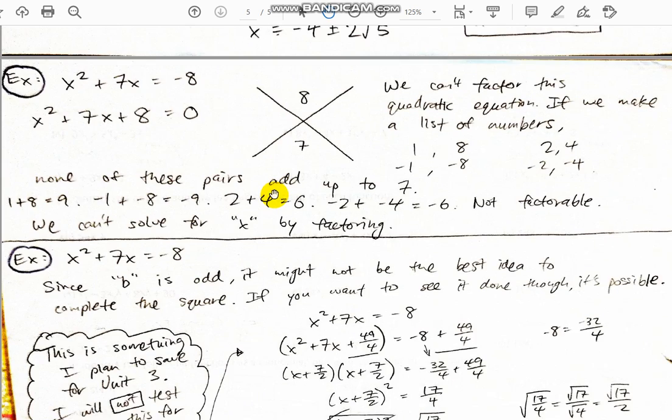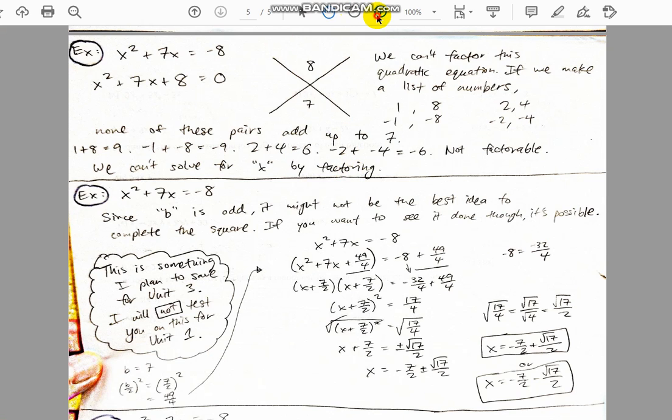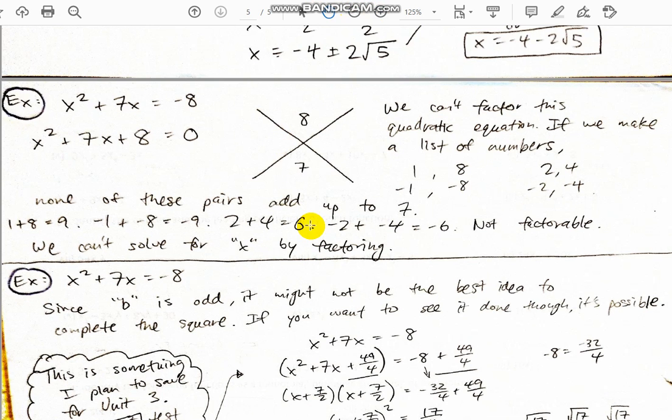Now if I go all the way down, this is where it gets a little bit hairy. So let's look at the top one here. You add 8 to both sides. If you try to make your list of numbers, two numbers that multiply to 8 and add up to 7, what's going to happen is: 1 plus 8 is 9. Negative 1 plus negative 8 is negative 9. 2 plus 4 is 6. Negative 2 plus negative 4 is negative 6. So since none of these numbers add up to 7, you cannot factor this equation. So you cannot solve this problem, or solve for x, by factoring.